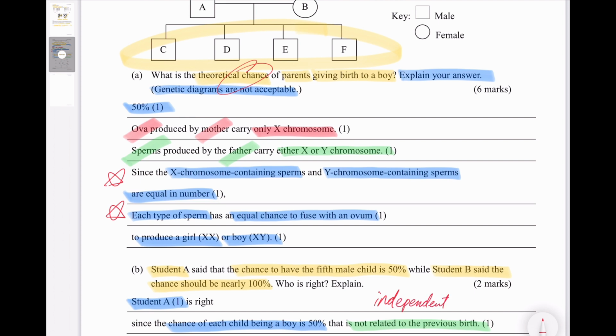Just like we have a coin, we toss it, we have the head, we have the tail, they are independent events. We cannot say that if for the first 4 tosses we have the head, then for the 5th toss we must have the tail. We cannot say that. We also cannot say that we have 100% to get a head. There is still 50% for a male and a female.